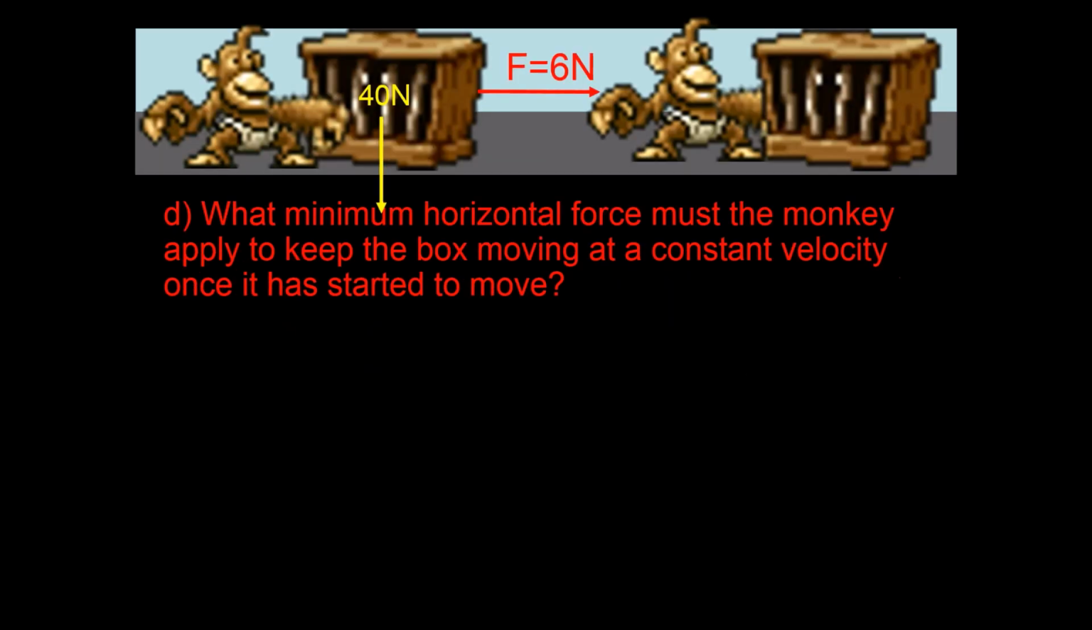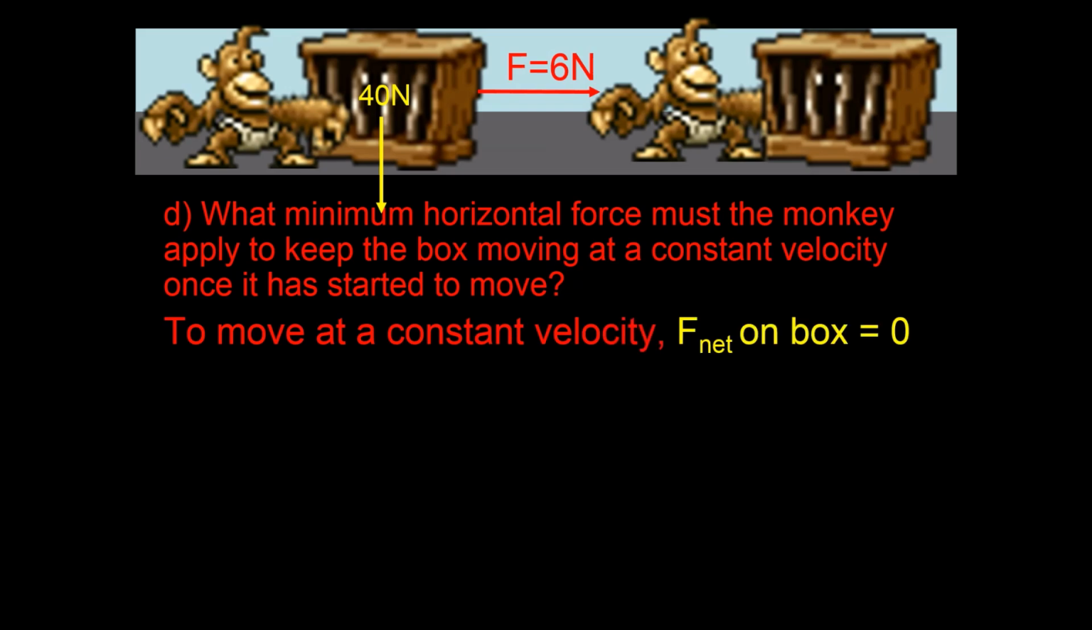Now this differs a little from part D. Part D now asks, what minimum horizontal force must the monkey apply to keep the box moving at a constant velocity once it has started to move? Now there's a key point here that often causes confusion that people miss. The question specifically states, what minimum force must the monkey apply to move at constant velocity? V is constant. If the velocity is constant, that means our accelerations are cancelling. And that is very significant to how we approach this question.